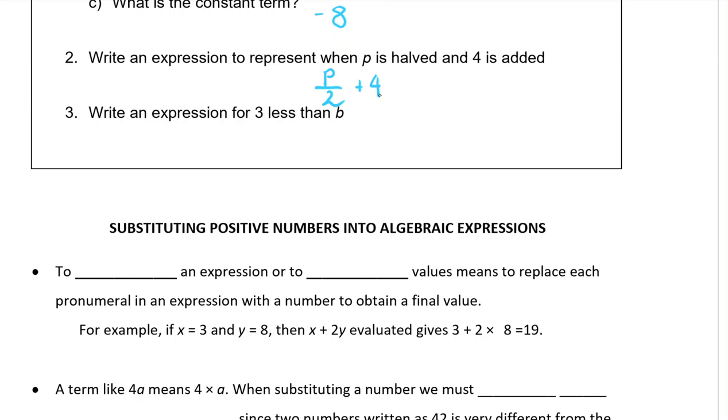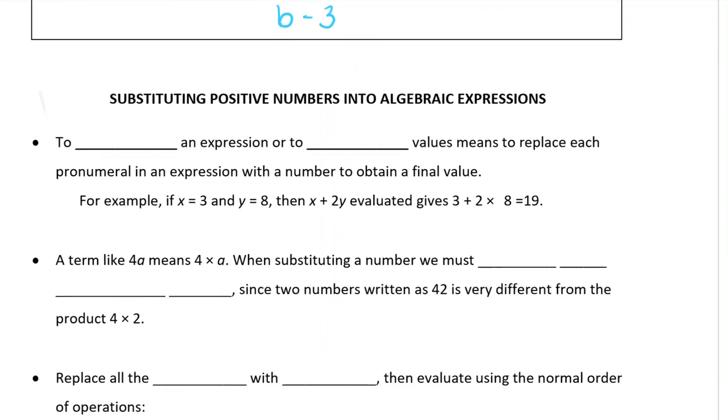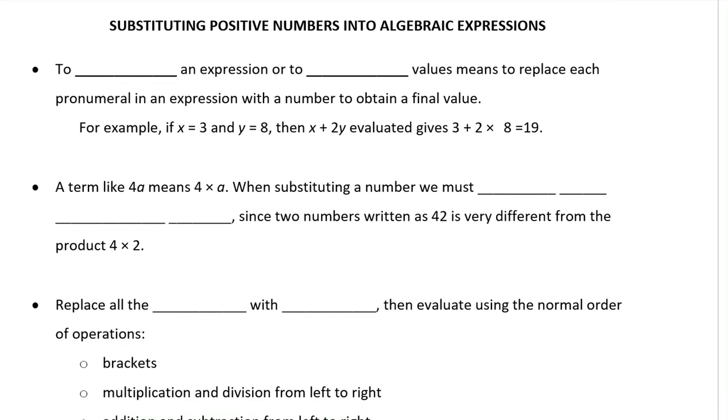Question 3. Write an expression for 3 less than b. 3 less means the 3 is being subtracted. So the b has to go first, and we're going to subtract the 3 so that we have 3 less. Okay, good. Hopefully that is sounding familiar from what we learnt last lesson.